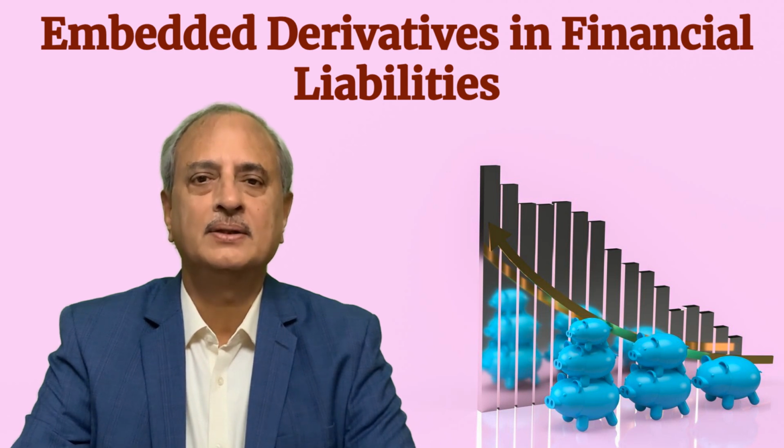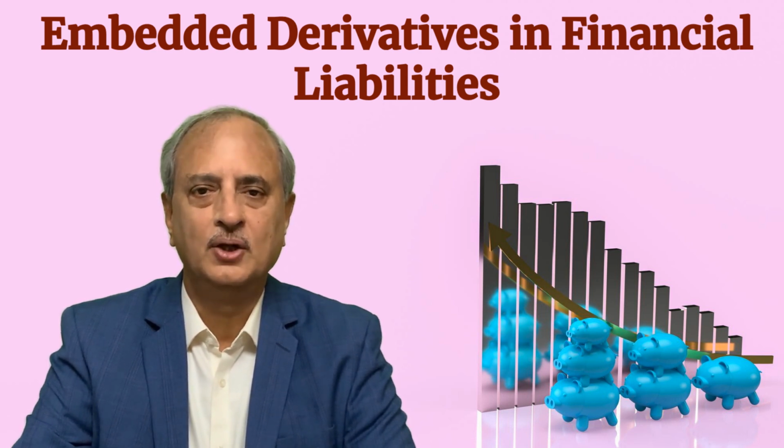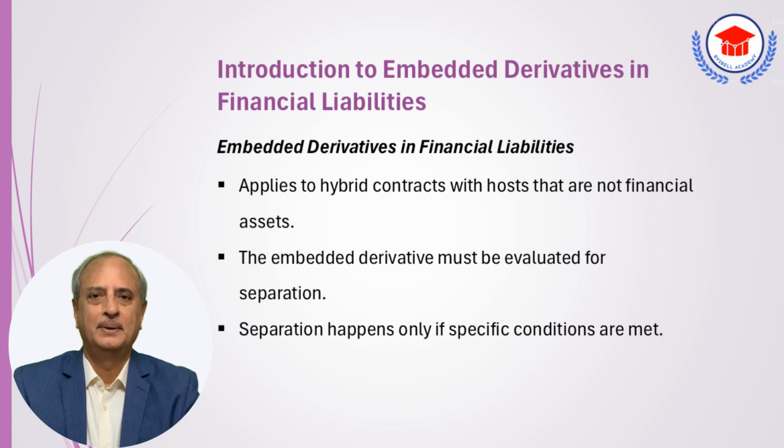Hi, let's dive into the topic of embedded derivatives in financial liabilities and the conditions under which they need to be separated from their host contract. When a hybrid contract contains a host contract that is not a financial asset, any embedded derivative in the contract must be evaluated to see if it needs to be treated separately. But this happens only if specific conditions are met.